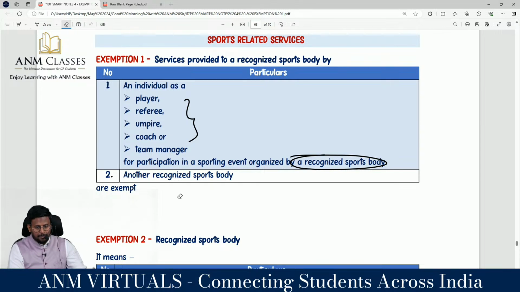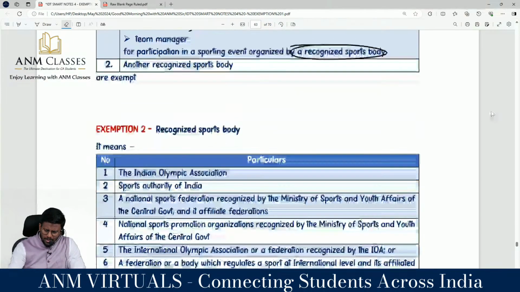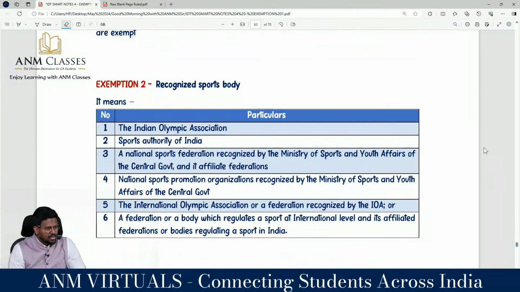Either the individual as a player, referee, umpire, coach, team manager. Repeat once again: player, referee, umpire, coach, team manager. So the individual providing services as a player, referee, umpire, coach or team manager is exempt from GST. Or one recognized sports body providing services to another recognized sports body is exempt.